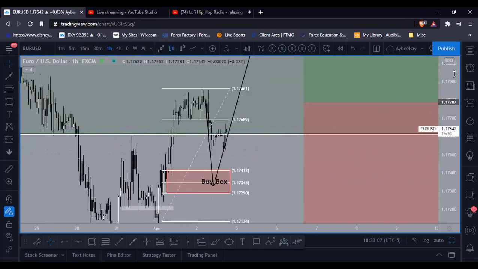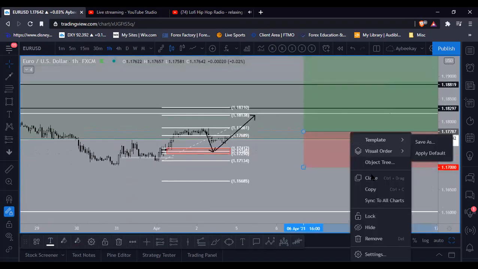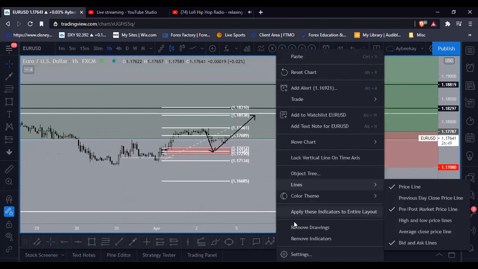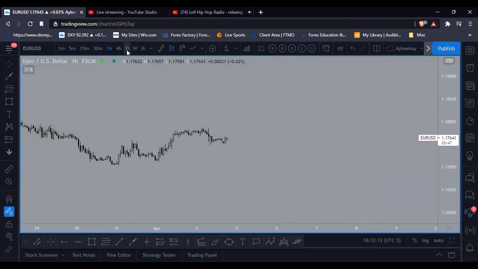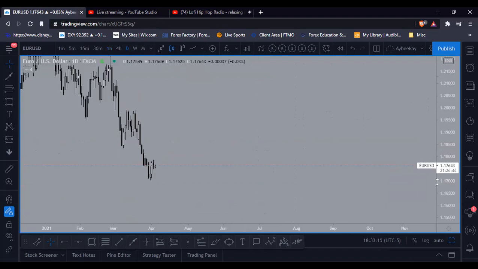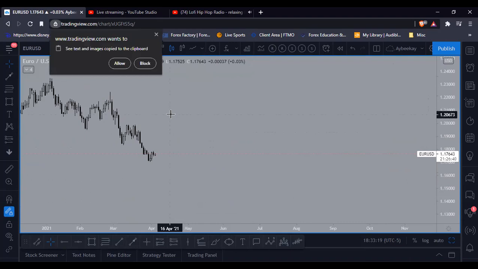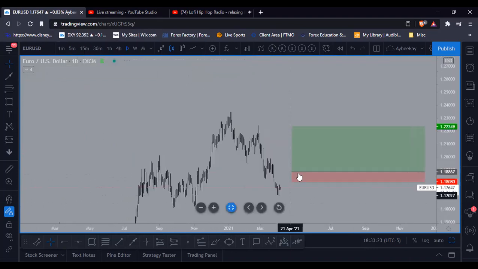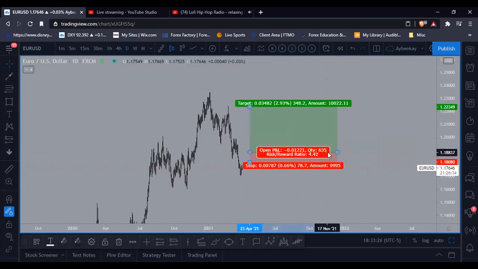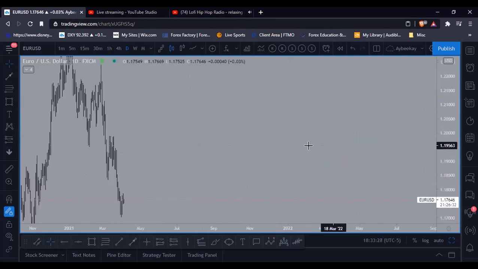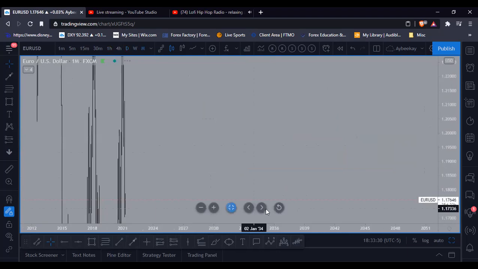So other than that, again, guys, I am in this trade, so I'm going to copy it, and then I'm going to delete everything else, and then I'll bring it back right here. There you go. All right, so this is the trade I'm in. I'm going to hide it real quick. Go on to the monthly.